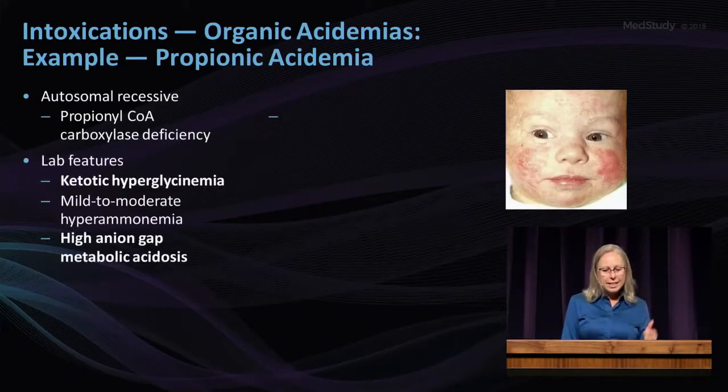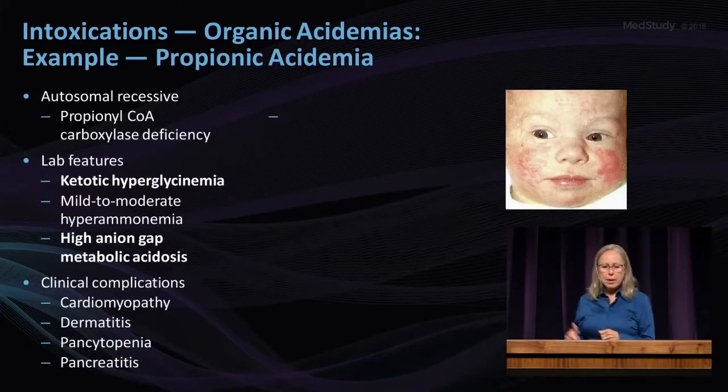It gives you a ketotic hyperglycemia, as does methylmalonic, mild to moderate hyperammonemia, high anion gap metabolic acidosis. And that gap, that is an unmeasured acid. So it's out of keeping with the amount of ketones or lactic acid you can see on the labs you can get in the hospital.